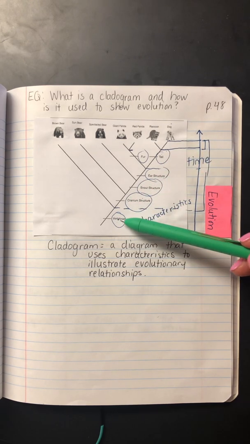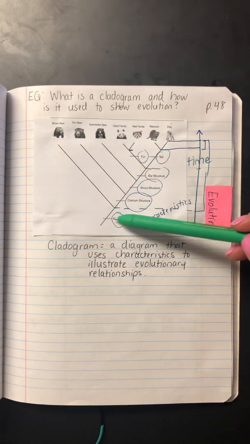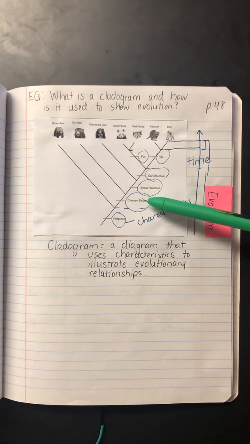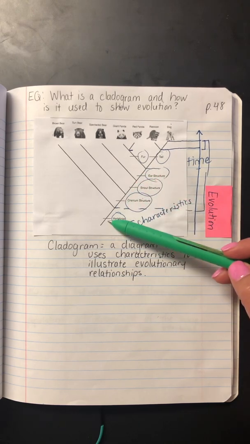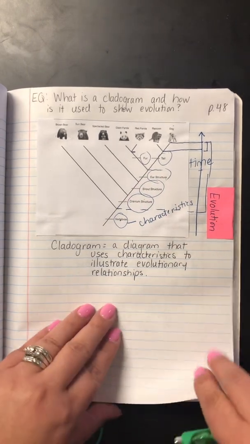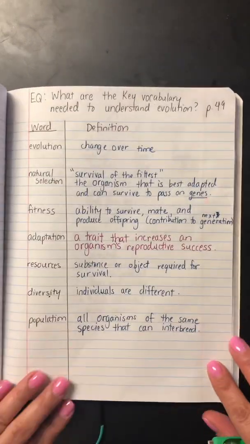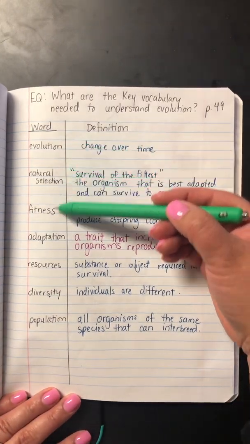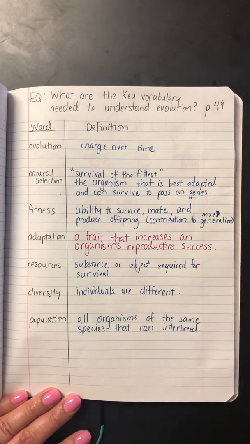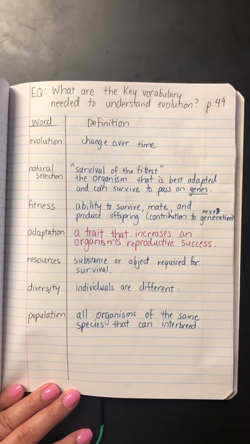So for example, all of the organisms have a vertebrae, but then when it comes to, for example, a particular ear structure, only the organisms that come after this have the ear structure and these below it do not. Okay, understanding cladograms. Page 49, this is what I had told you from the beginning are probably the most essential vocabulary words to understanding this unit of evolution.